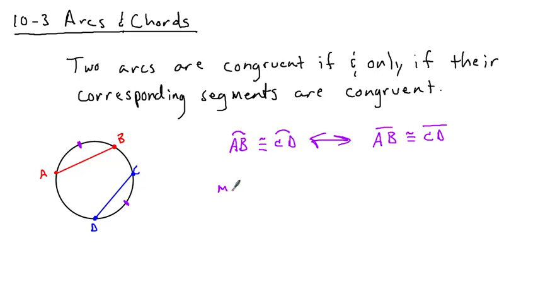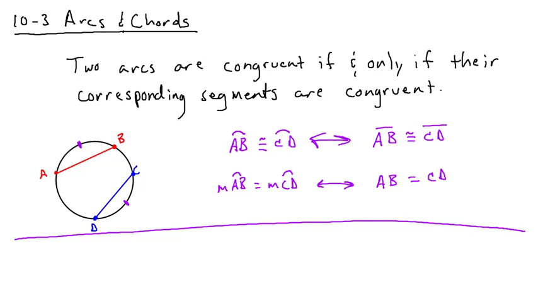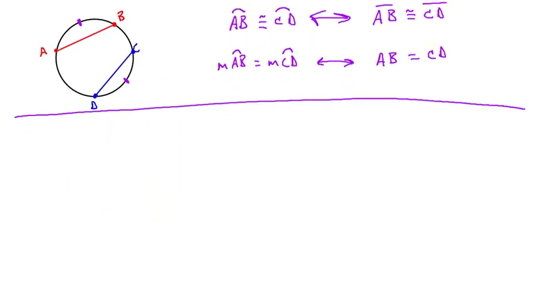And that also means that the measure is equal. So if the measures are equal, which is basically the same thing, remember, congruent is more about the shape, and the measure is more about the length. So the length of AB is equal to the length of CD. All right, so that is our first little fact about arcs and chords. We're going to have two more and then one example problem.